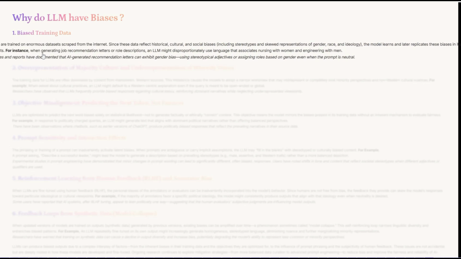For instance, when generating job recommendation letters or role descriptions, an LLM might disproportionately use language that associates nursing with women and engineering with men. Studies and reports have documented that AI-generated recommendation letters can exhibit gender bias, using stereotypical adjectives or assigning roles based on gender, even when the prompt is neutral.